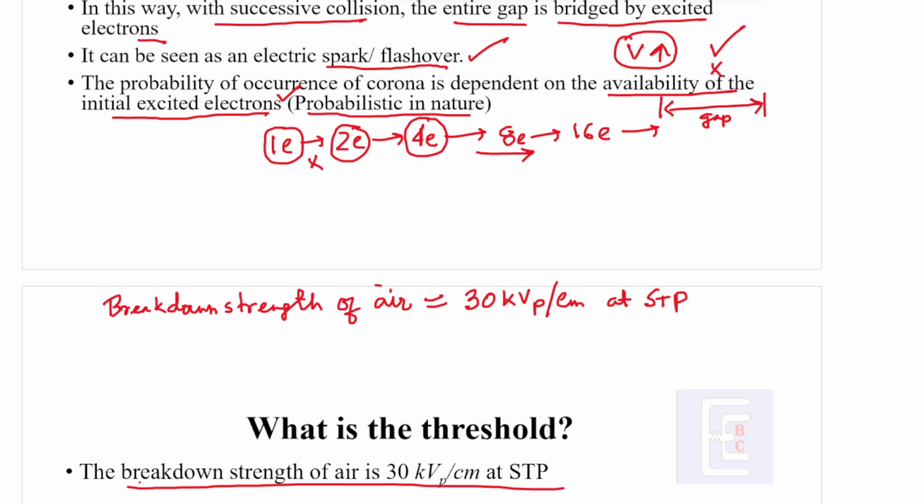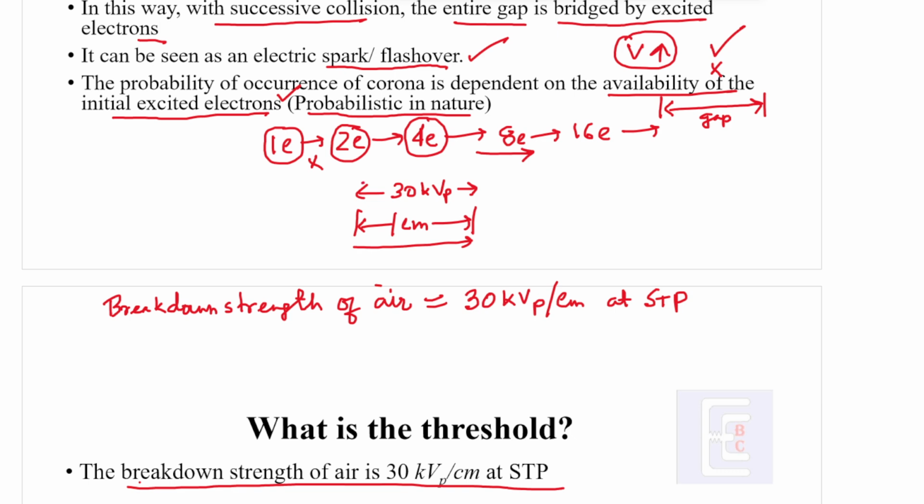Why air? Because this gap is filled by air. That is why we are considering air. What is the meaning of this statement? Suppose we have a gap distance of 1 centimeter. Now if we apply a potential difference of 30 kV peak, mind it, not RMS, it should be peak value. So for a 1 centimeter air gap, if we apply 30 kV peak potential difference across that gap, then that gap is most likely to be fired. Fire means corona will be seen. That is the meaning of that.